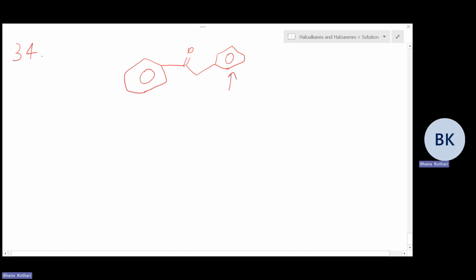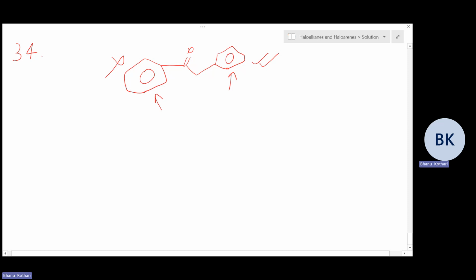This is an activated ring, and this ring on the left is deactivated, right? Because this CO group is an electron withdrawing group, whereas the CH2 group is an electron donating group. So due to these electronic effects, we can say that this benzene ring will undergo electrophilic aromatic substitution. This benzene ring will not.